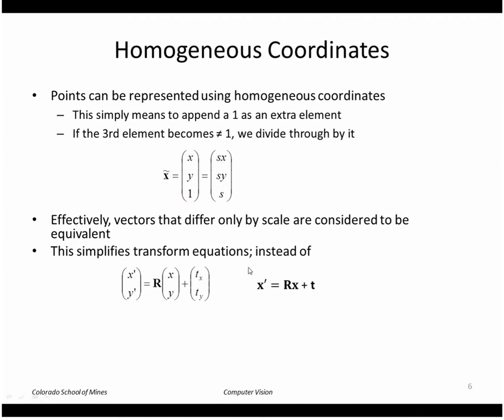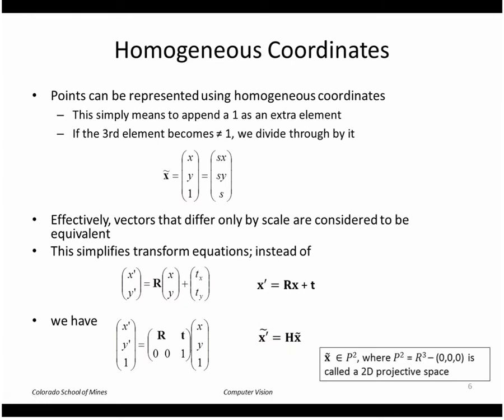A general two-dimensional rigid transform takes the point x, y, multiplies it by the rotation matrix, and then adds a translation. So it's Rx plus t. But if I express x wiggle in terms of homogeneous coordinates, I can multiply by a single matrix. In this case, it's going to be a 3x3 matrix, where R is a 2x2 matrix here, t is a 2x1 vector here, and the last row is 0, 0, 1. So multiplying the homogeneous coordinate x, y, 1 by that transforms it to x prime, y prime. And therefore, I can write it as a single matrix multiplication like this.